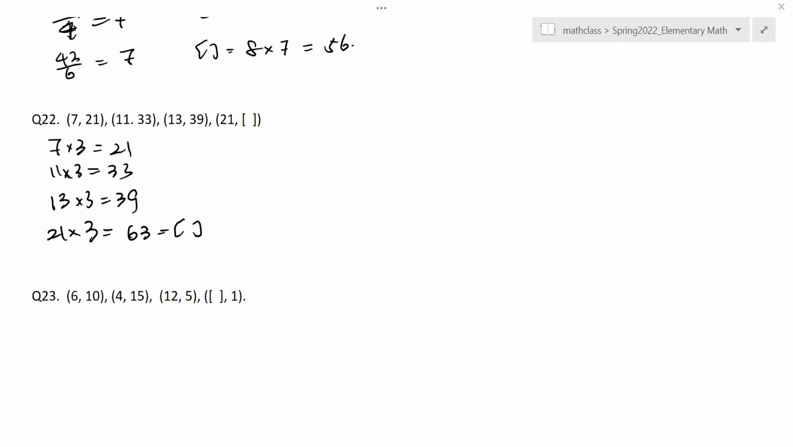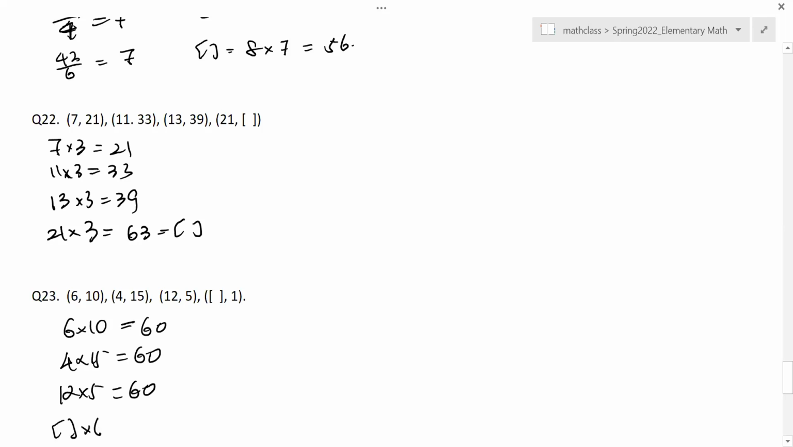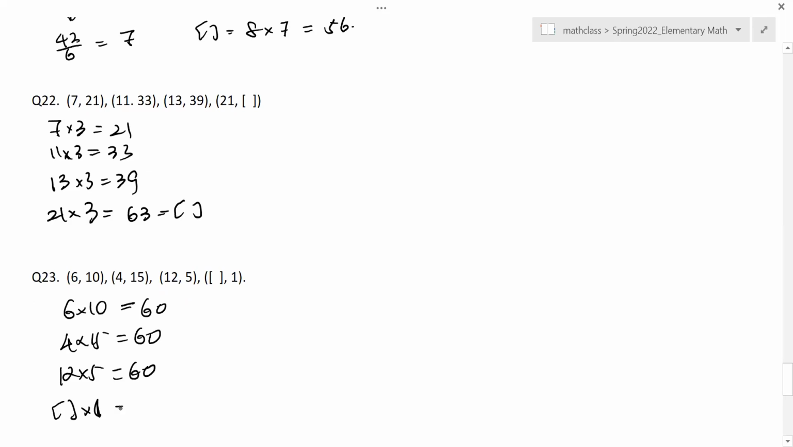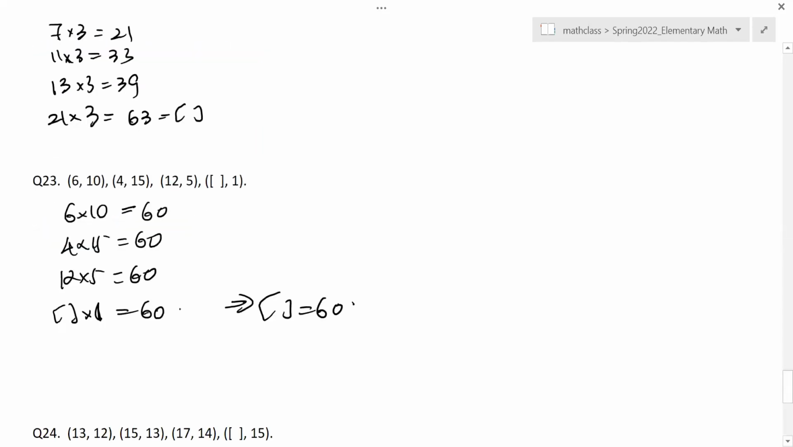So 6 times 10 equals 60. 4 times 15 is equal to 60. 12 times 5 is going to be 60. So that number times 1 should be equal to 60. So that number clearly is going to be 60. If the last digit were 2, then yes, 30. 30 times 2 is 60. But here it's 1. So just times 1. Okay, so it's clear. 60 is the answer.